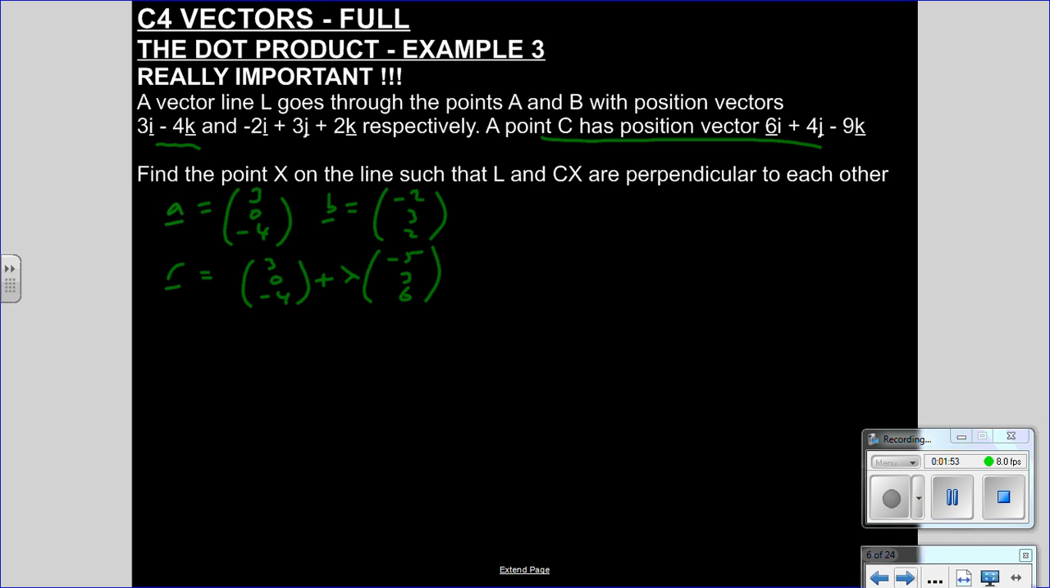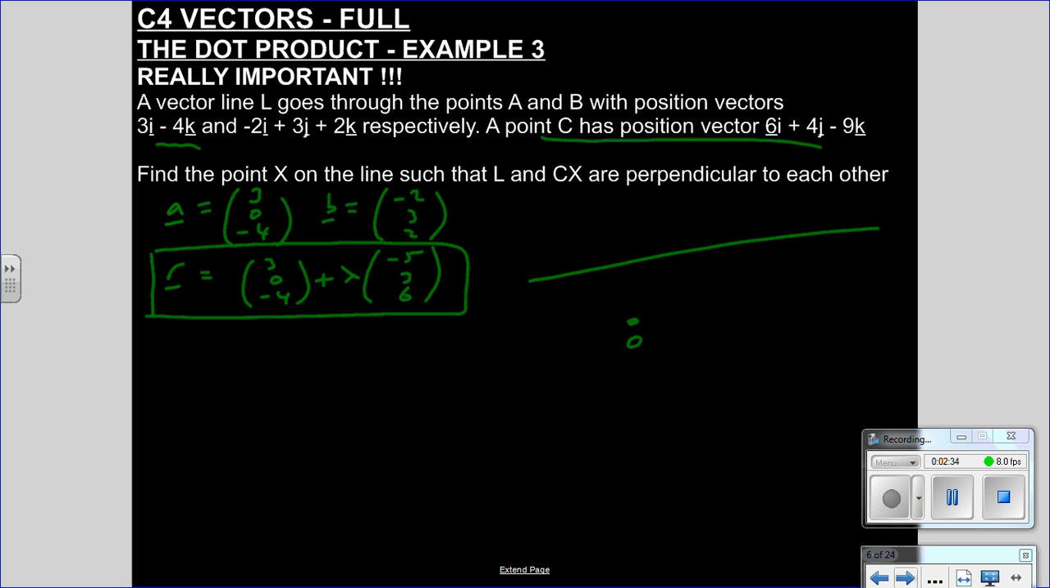It also says a point C has position vector 6, 4, minus 9. Find the point X on the line such that L and CX are perpendicular to each other. That sounds hideous, doesn't it? With vectors, without a picture, I can't even talk to you. If you haven't drawn a picture, it would just be, have you drawn a picture? No? Well, I won't talk to you then, because I can't work this stuff out without a picture. It's really hard to visually see what's going on. So let's draw a quick picture. Let's always put an origin there. Really important when we're having vector pictures. Always an origin. Here's our line, AB.